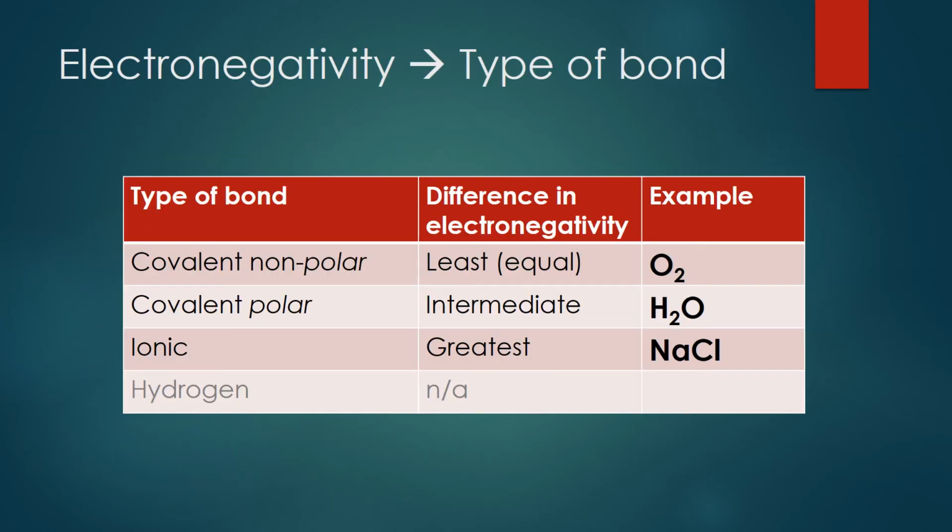So the oxygen bonded to itself produces a covalent nonpolar bond. The water molecule with the slight electronegativity difference between hydrogens and their oxygen neighbor produces a polar covalent bond. And the sodium paired with a chlorine, with a big difference in electronegativity between those two neighbors, produces an ionic bond.